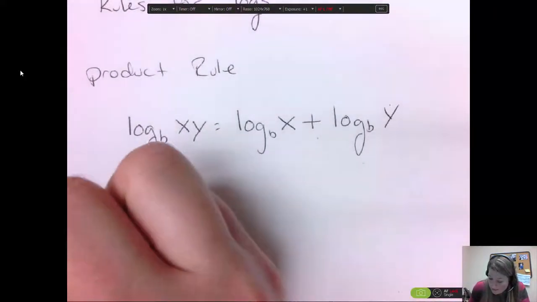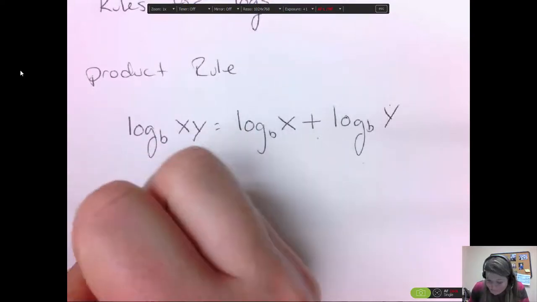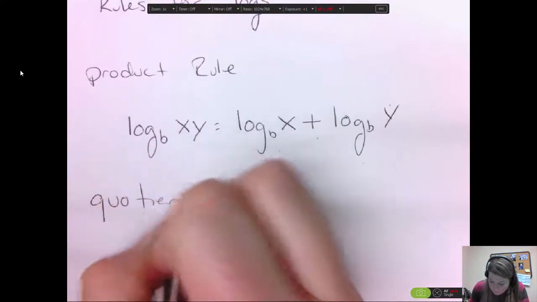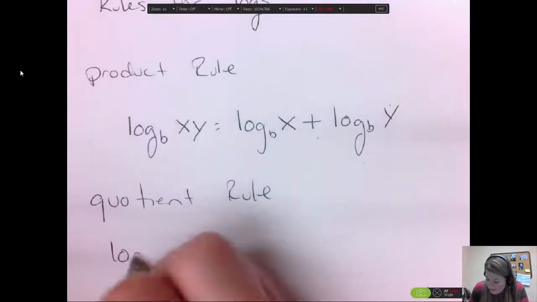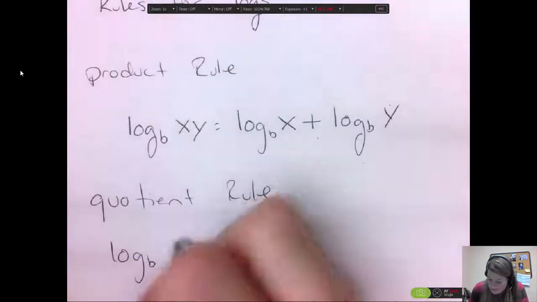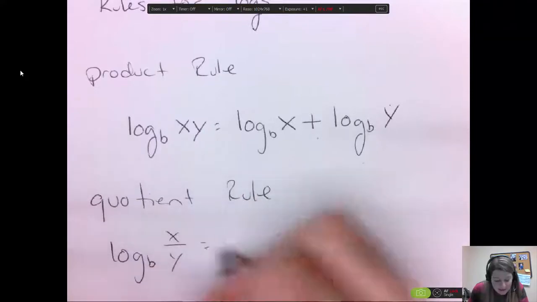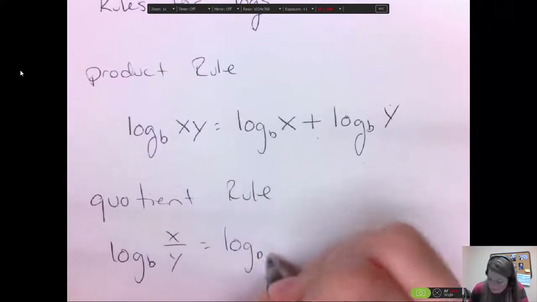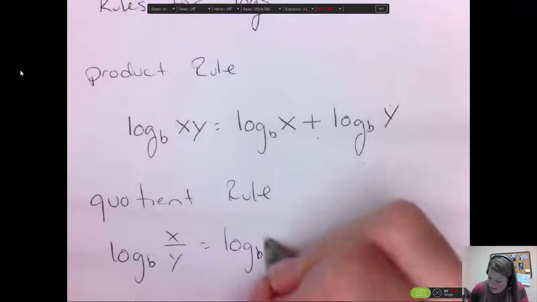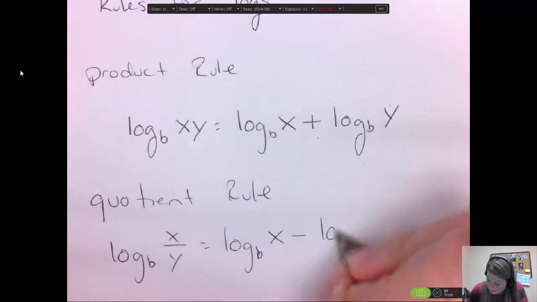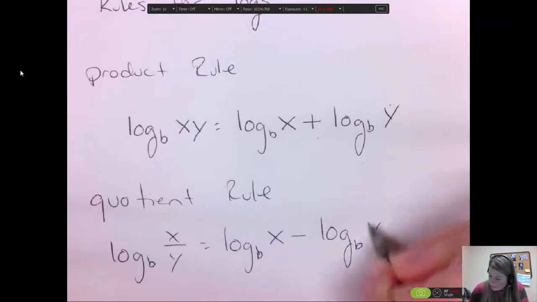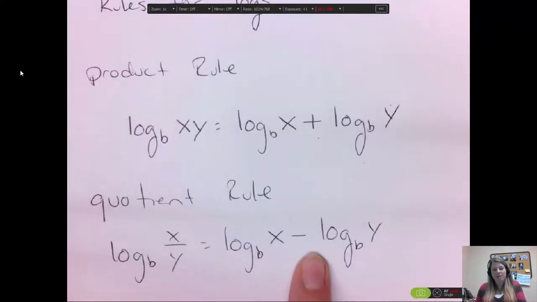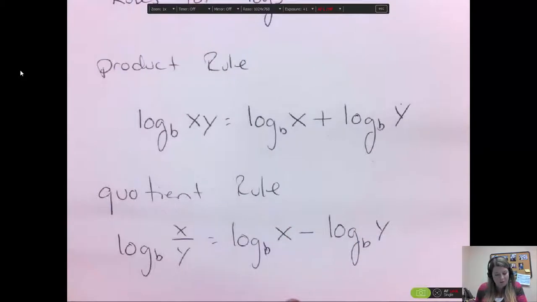If we are doing the quotient rule, if we're dividing, it's similar except you subtract. So if I have log base b of x over y, I could break that up as log base b of the top one minus log base b of the bottom one, y. So division becomes subtraction. So we have those two rules.